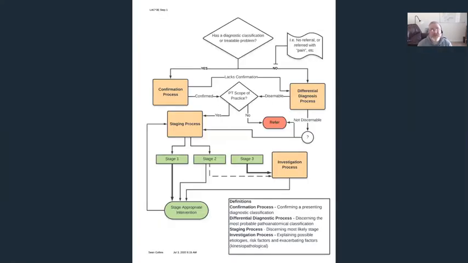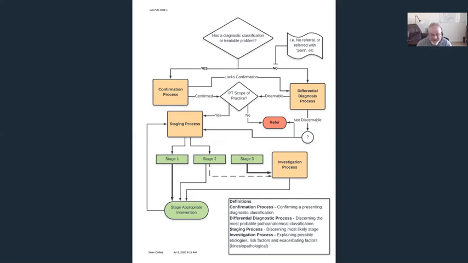So the overall classification that I'm currently working on to try to be helpful starts with whether the person who is referred to you has a diagnostic classification or not of a treatable problem. And I'm not going to spend much time on this. I'm going to go to the next slide, which is actually just the top part, so it might be a little bit easier for you to see.